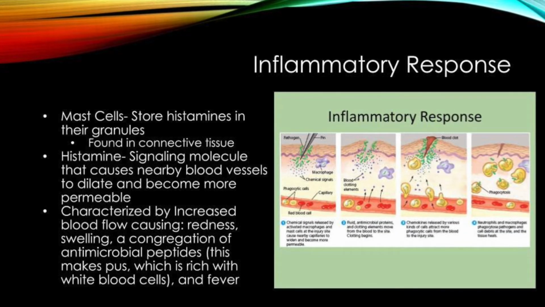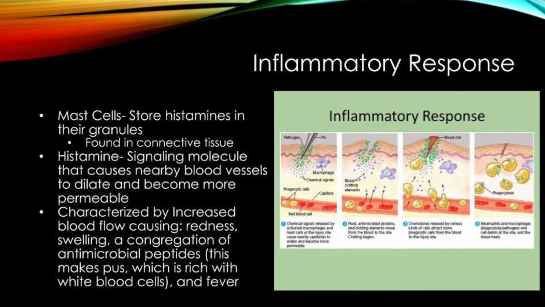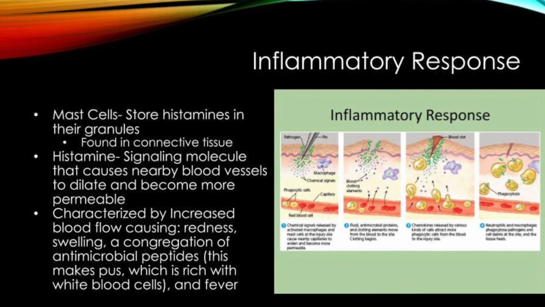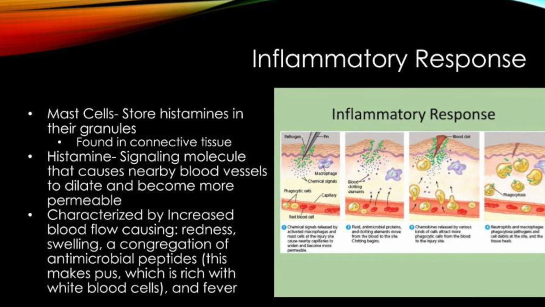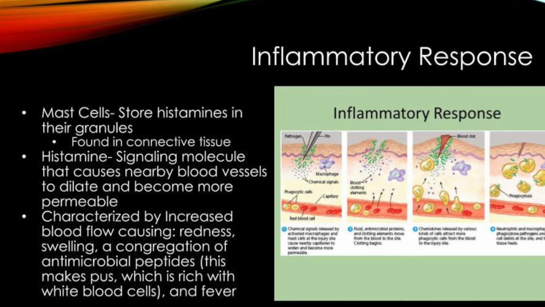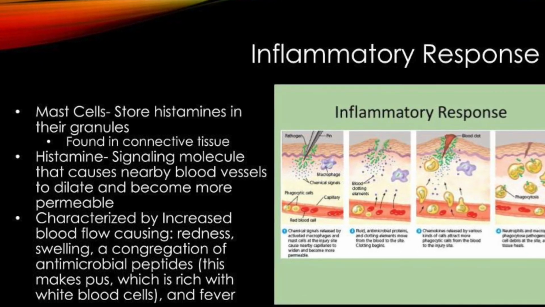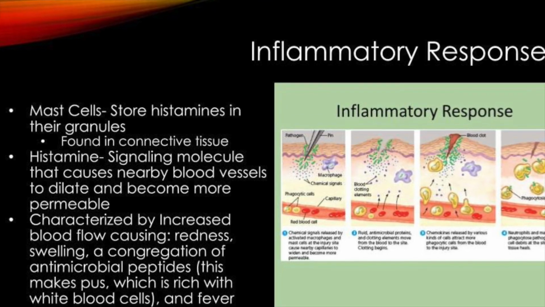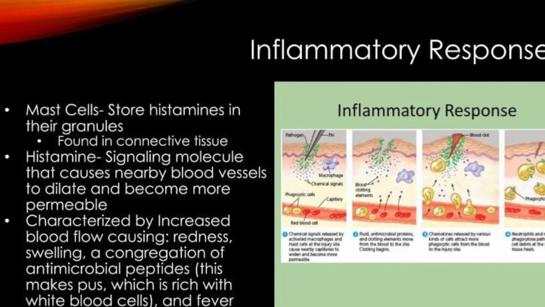The inflammatory response. Mast cells in the inflammatory response store histamines in their granules. They're found in connective tissues. Histamine is a signaling molecule that causes nearby blood vessels to dilate and become more permeable. This is characterized by increased blood flow causing redness, swelling, and a congregation of antimicrobial peptides. This makes pus, which is rich with white blood cells, and fever.